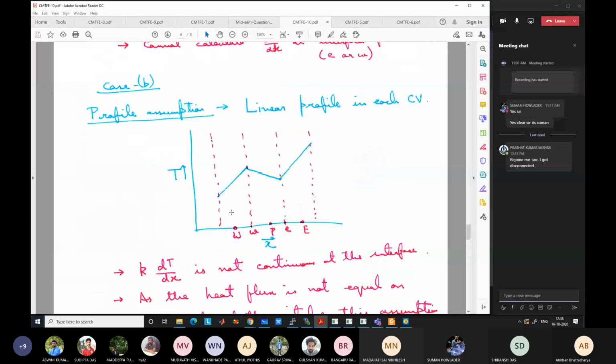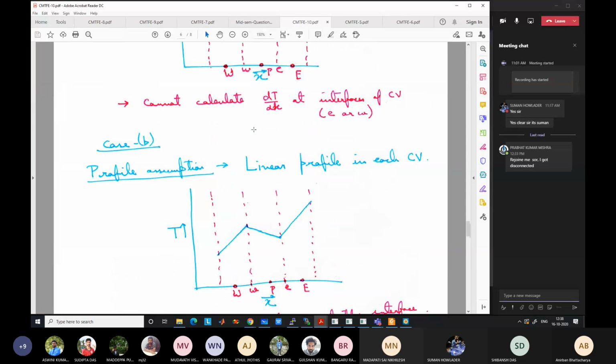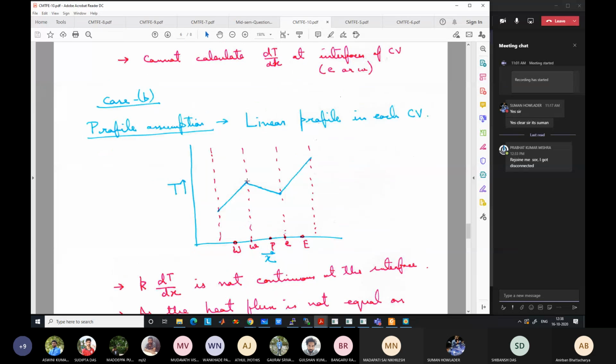This is a big problem, because if k is constant, k dT/dx should be the same on both sides of the control volume, since whatever heat comes from this side has to go to the other side. So k dT/dx has to be equal at this interface. We cannot have two separate k dT/dx values at the interface. So this profile assumption is also not acceptable. There is no correct solution here. Is it clear why it is not acceptable? Because the slopes are different.